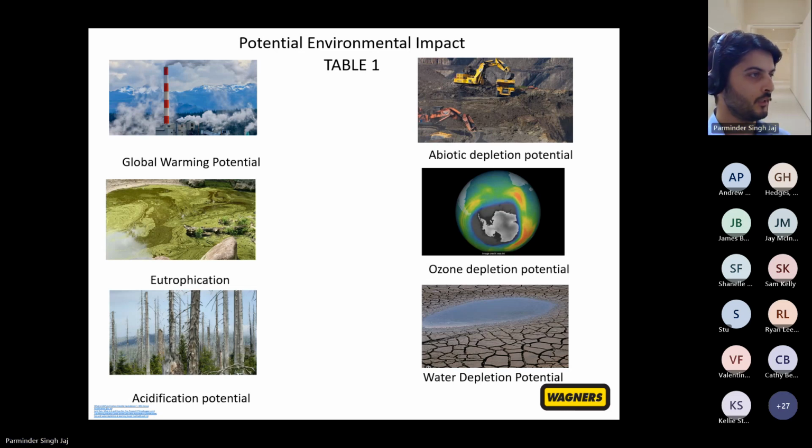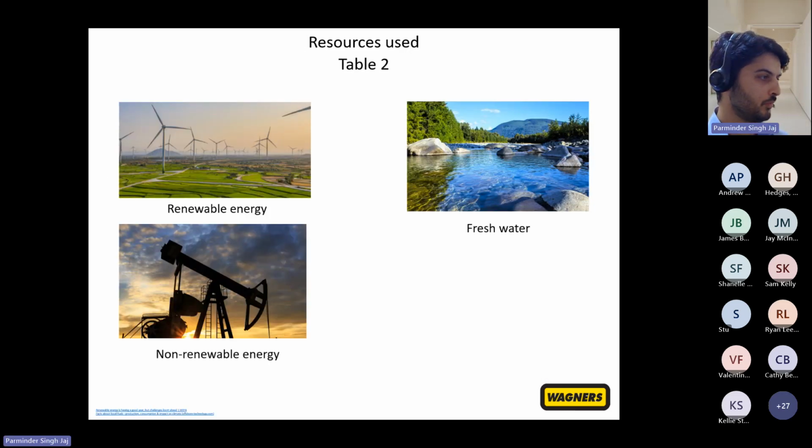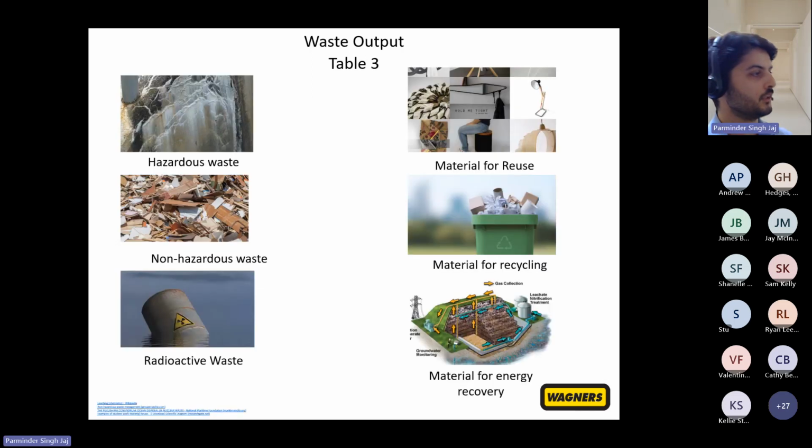The second table will tell us more about renewable energy, type of energy used to make that product, any non-renewable energies, and what sort of quantities of fresh water was used to make that product. The third table will tell us about waste, can be hazardous, non-hazardous, any radioactive waste that is generated, any quantities of materials that can be reused, any quantity that can be recycled, or any material that can be recovered using incineration or any sort of recycling process.